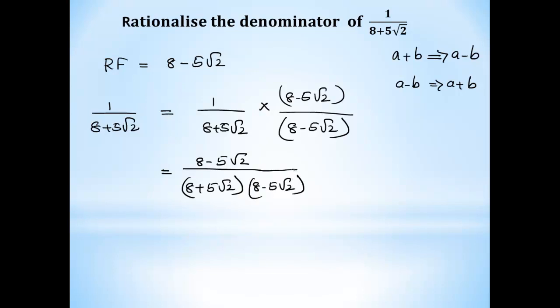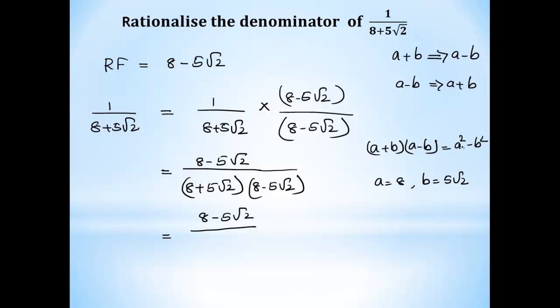Now you can see the denominator, 8 plus 5 root 2 into 8 minus 5 root 2, is in the form of a plus b into a minus b, where a is 8 and b is 5 root 2. We know that a plus b into a minus b is equal to a square minus b square. So the numerator stays the same, 8 minus 5 root 2, and in the denominator we apply a square minus b square, where a is 8.